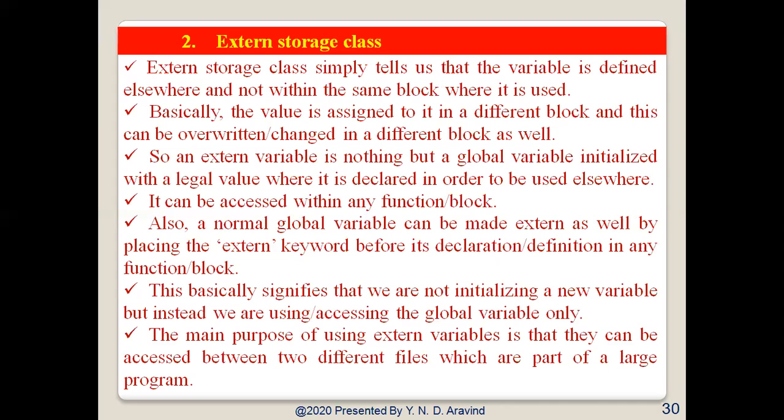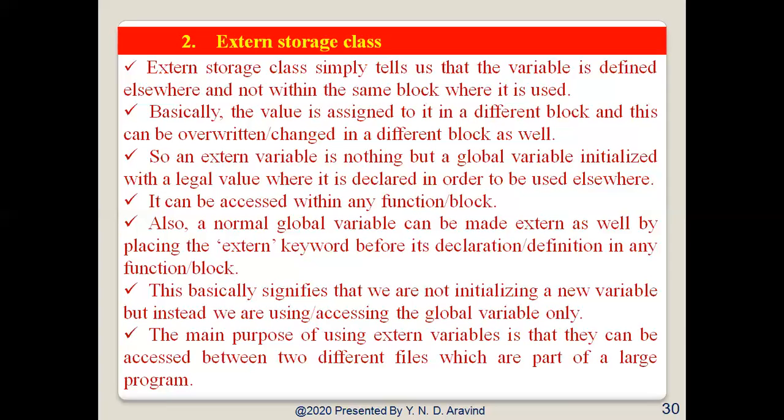Basically the value is assigned to it in a different block, and this can be overwritten or changed in different blocks as well. So even though we define it in one block, we can change the values. An external variable is nothing but a global variable. External variables are similar to global variables, initialized with a legal value where it is declared in order to use elsewhere. It can be accessed within any function block in that particular program.